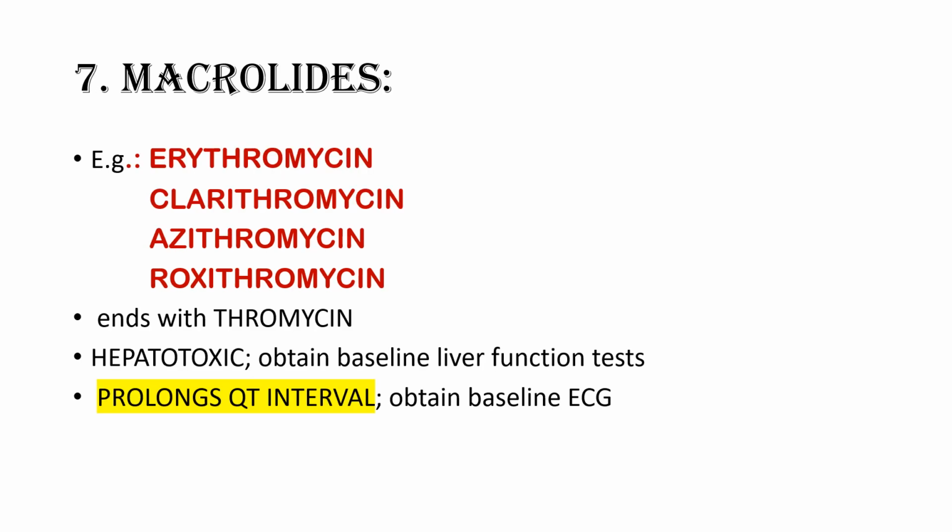Seventh class, we have macrolides. Examples are erythromycin, clarithromycin, azithromycin, roxithromycin. They end with the word thromycin. They are hepatotoxic, so obtain baseline hepatic function, that is liver function test. Secondly, they prolong QT interval on ECG, so obtain baseline ECG before administering macrolides.